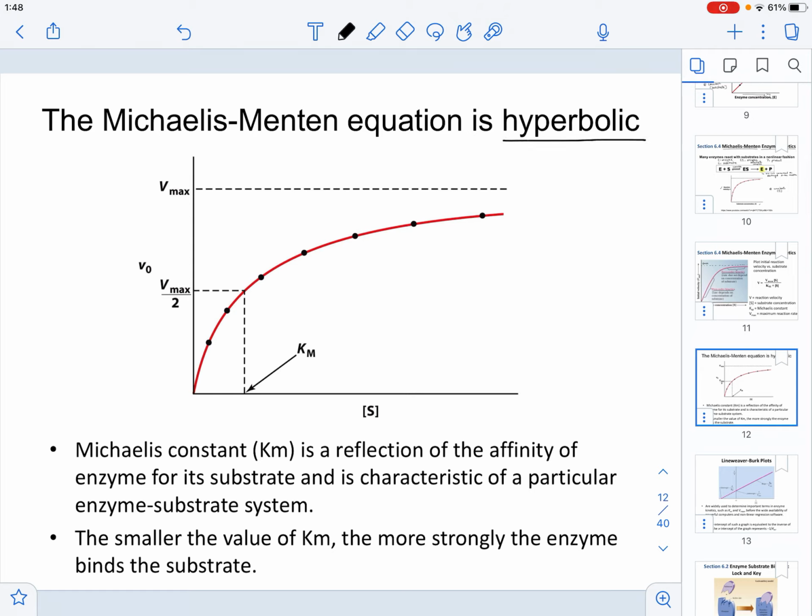So in general, because we think of Km as a reflection of the affinity, the smaller the Km value, the more strongly an enzyme binds its substrate. Now, understand that because an enzyme that follows Michaelis-Menten kinetics generates a hyperbolic curve, we can convert it into a plot in which the relationship is linear. And that gives rise to Lineweaver-Burk plots.